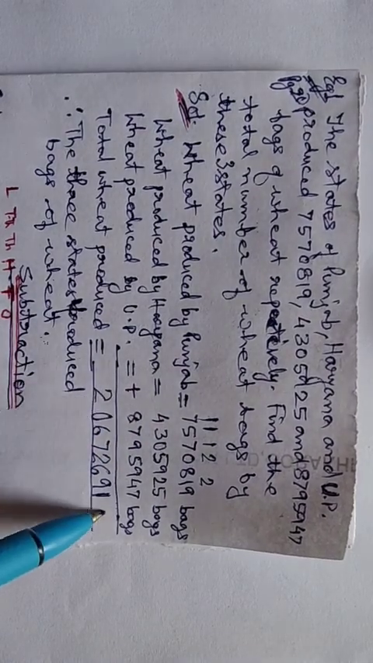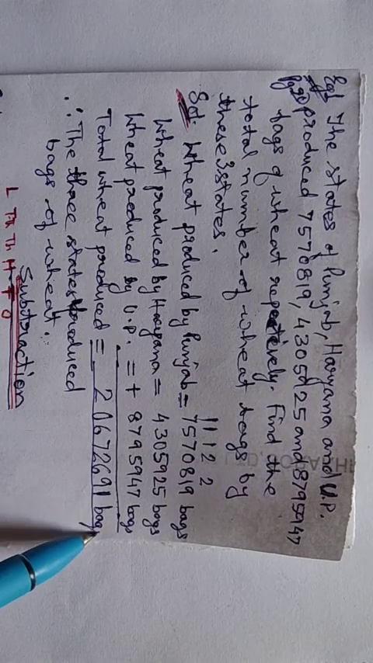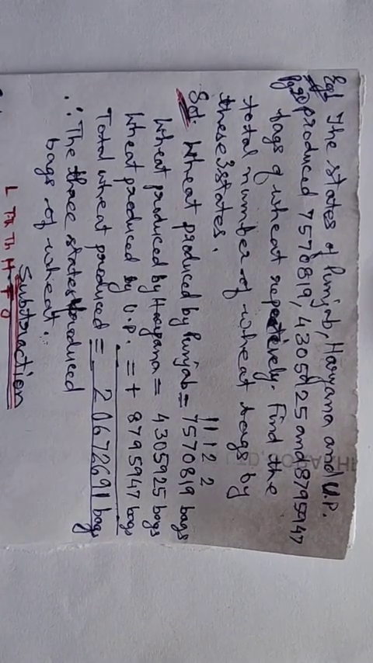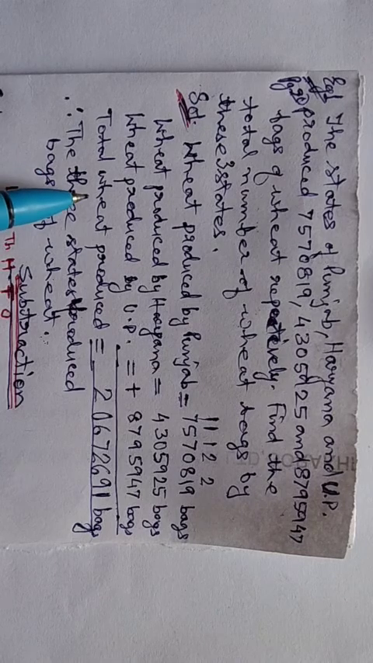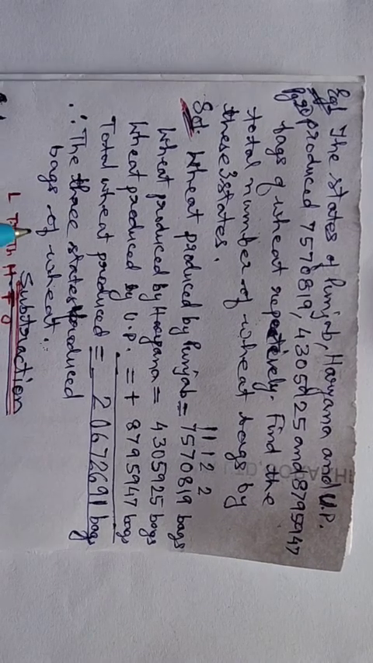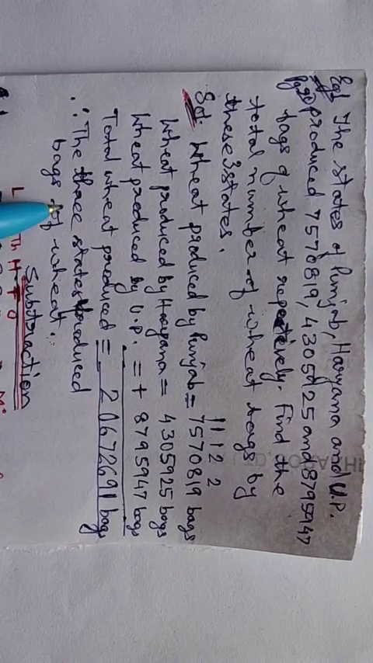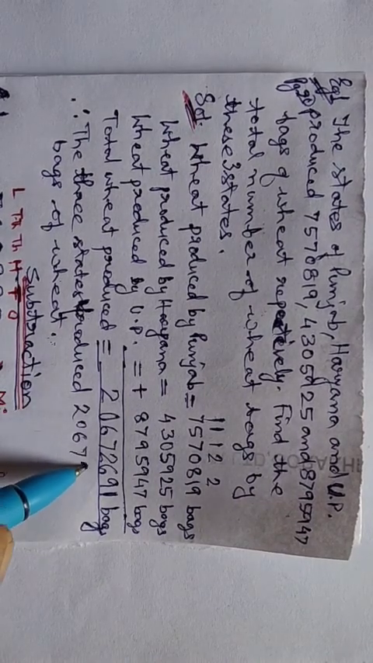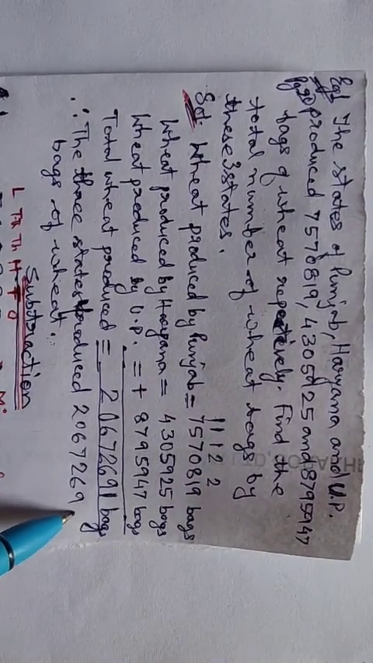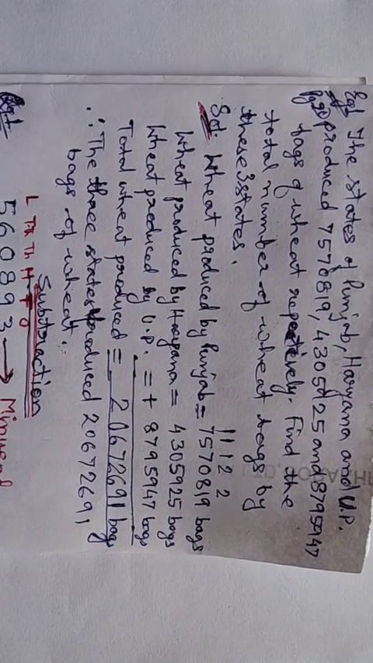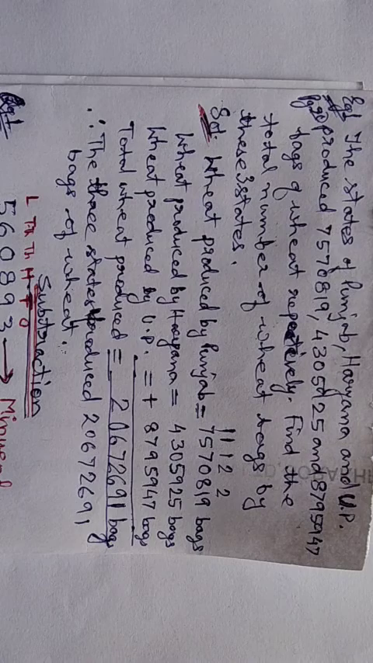So children, these are the total number of bags of wheat. I hope you understood. The total number of wheat produced is equal to this much. So write a statement like this. Therefore, the three states produce 2067261 bags of wheat.